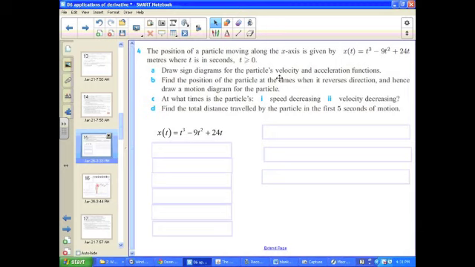So here are the instructions. We've got to draw sign diagrams for the particle's velocity and acceleration functions, find the position of the particle at times when it reverses directions, and hence draw a motion diagram. There is such a thing as a motion diagram where we're just drawing it along a horizontal, but we're going to show this on a two-dimensional graph so we don't have to learn something new. And see at what time is the particle's speed decreasing versus when its velocity is decreasing. And finally, we need to find the total distance traveled by the particle within the first 5 seconds of motion.